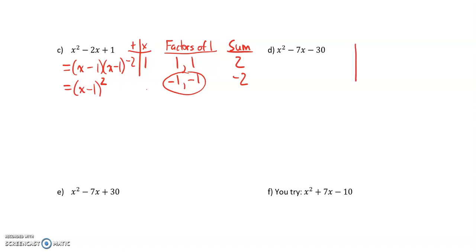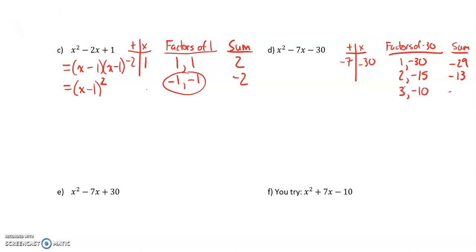The next question here has x squared minus 7x minus 30. Two numbers that add to negative 7, multiply to negative 30. Factors of negative 30. Again, we want the larger factor to be negative because it's adding to negative. So 1 and negative 30 give you a sum of negative 29, nowhere near yet. 2 and negative 15 gives you a sum of negative 13. We're getting closer. What about 3? Well, 3 and negative 10 gives you a sum of negative 7. There you go. There's your factors.